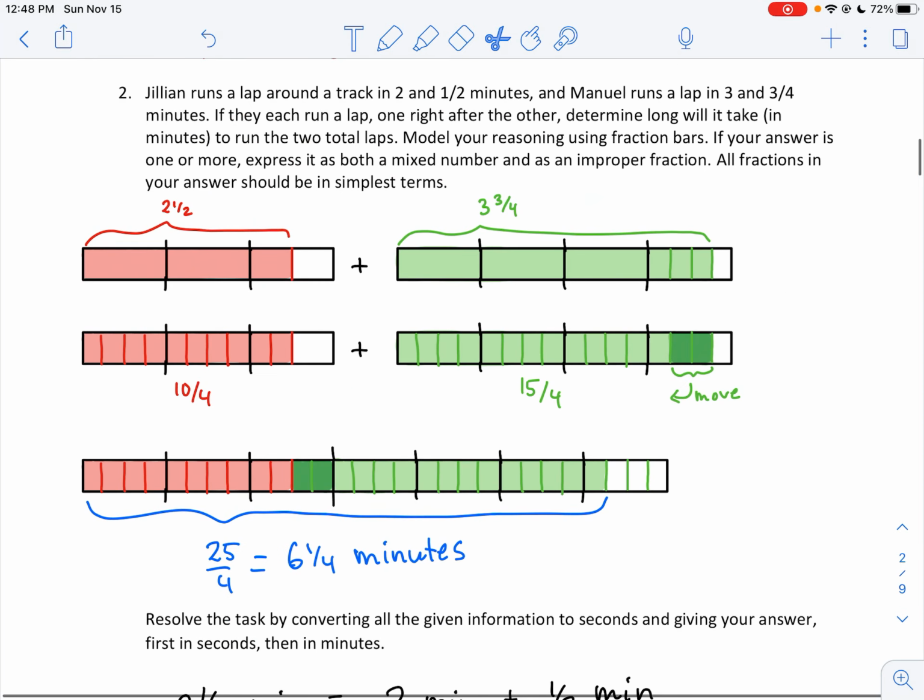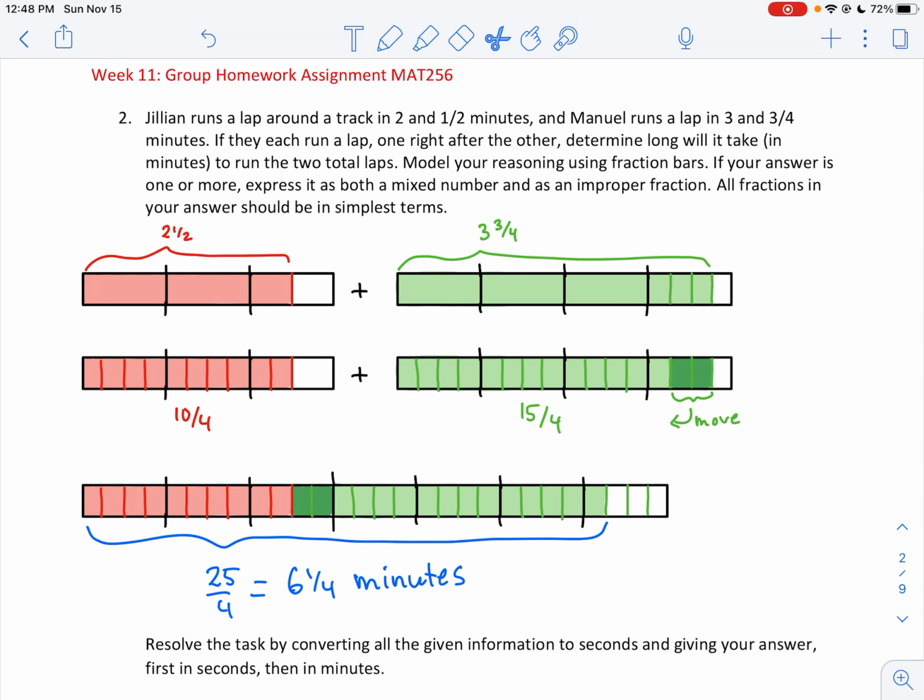Number 2. So I drew a representation of the time it took Jillian and the time it took Manuel to run a lap. And they each ran a lap, one after the other person. And if all you do is draw a representation of 2.5 and draw a representation of this, and then you say your answer is this, then your representations aren't helping build or support your answer. You want to draw, like, how are you using these pictures to be helpful?